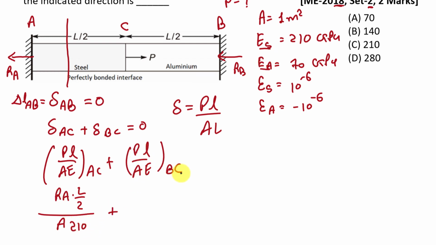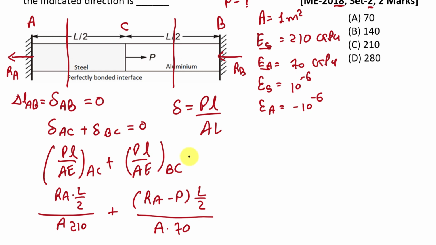Plus, to find the load in member BC, we will take a section in part BC and take the summation of forces on either side of this section. Since we have taken the left side of the forces, in this case also we will take the summation of the left side forces. So it will be RA minus P, right? Here RA is acting away from the section and P is acting towards this section. So it will be RA minus P. Here the length is L by 2 divided by area and Young's modulus is 70 gigapascal. And it is equal to 0.